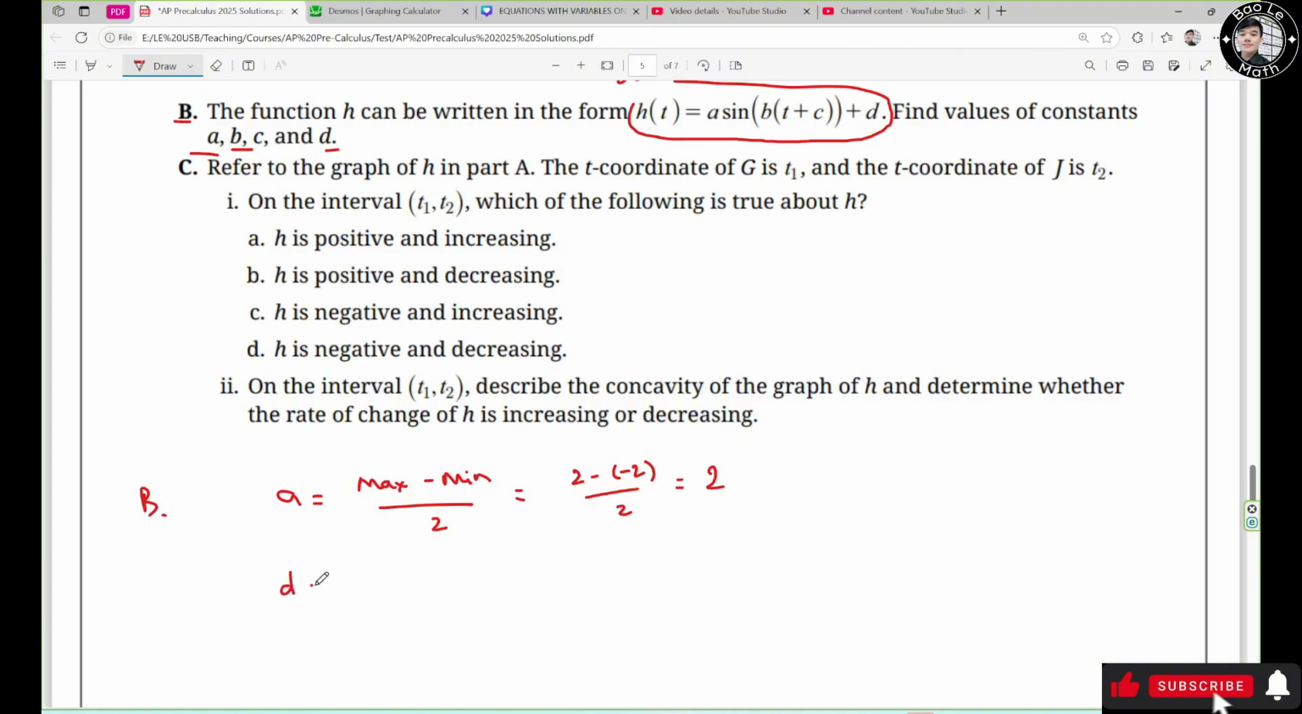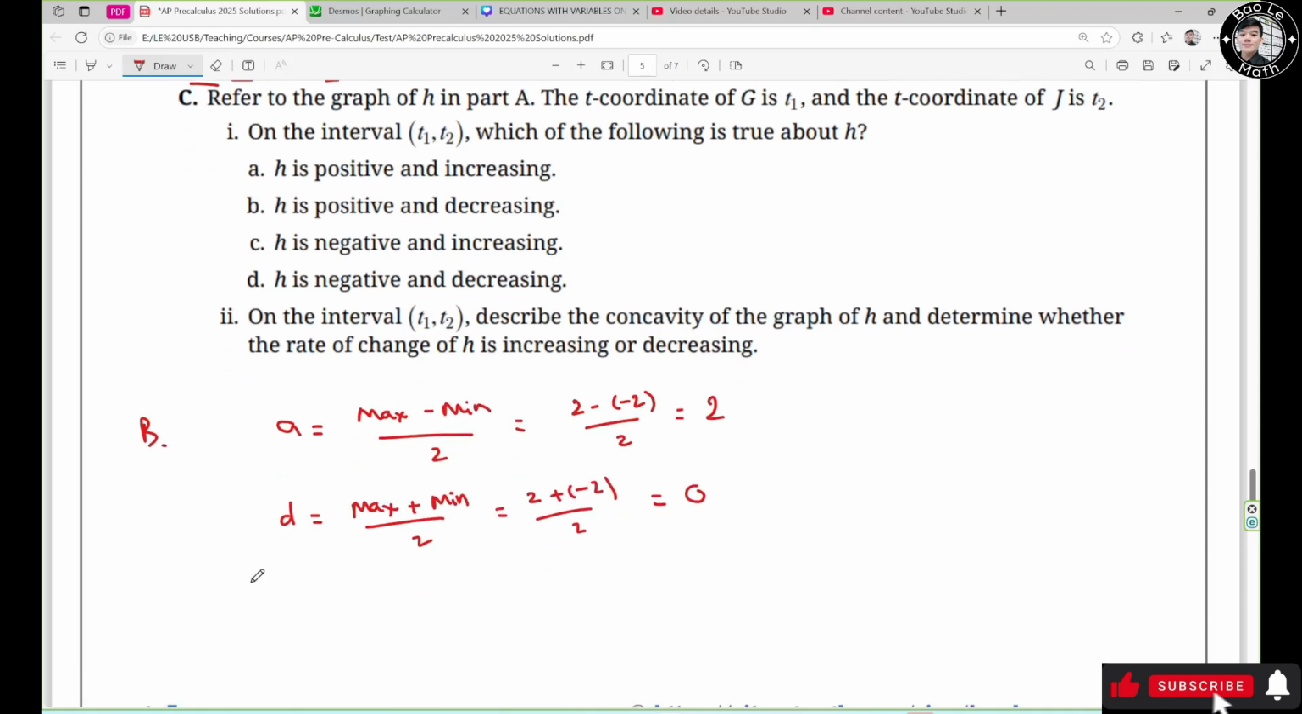Now I need to find the midline. It could be maximum plus minimum divided by 2. So it could be 2 plus negative 2 divided by 2. So it could be 0. Now I need to find b. It could be 2 pi divided by period. It could be 1 over 200. So I need to multiply the top and bottom by 200, so this one cancels out. We have 400 pi.